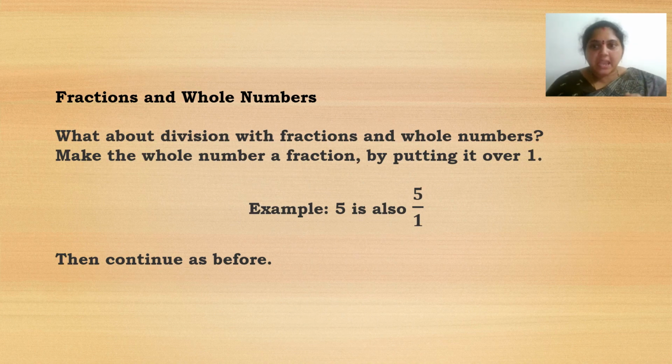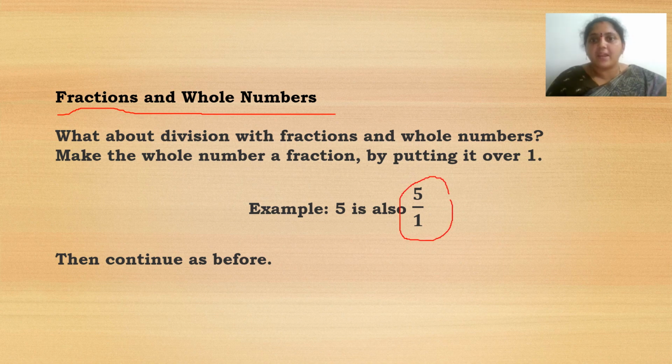Children, now we will see how to do division of fractions and whole numbers. We have seen fraction and fraction division. Now we are going to see how to divide a fraction by a whole number. Make the whole number a fraction by putting it over 1. For example, 5 can also be written as 5 by 1, because 5 ones are 5. Whenever you put the denominator as 1, the number will not change.